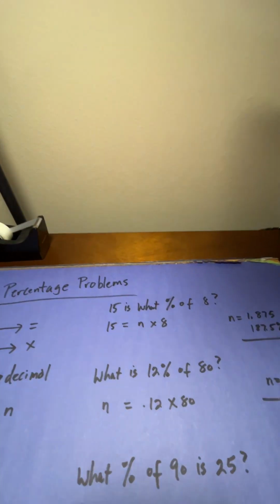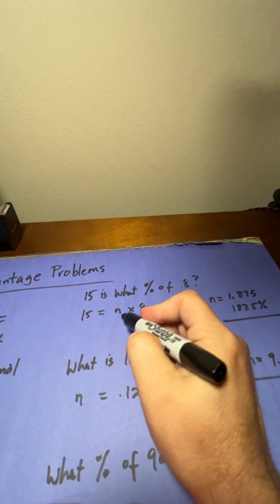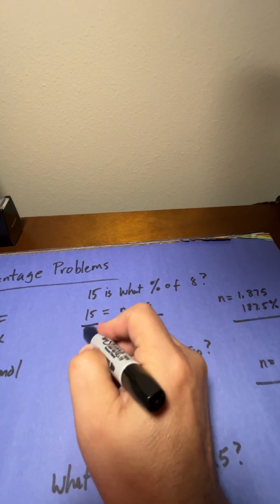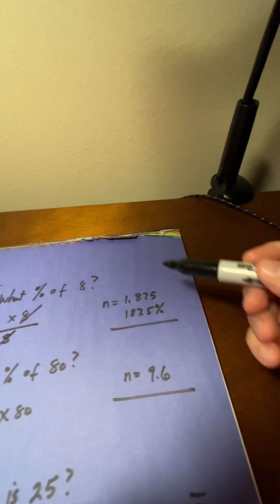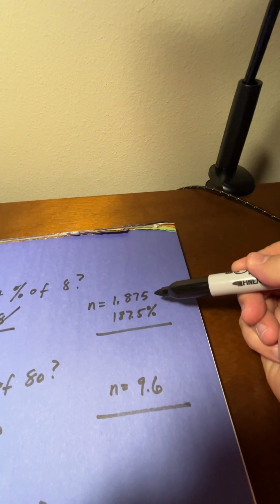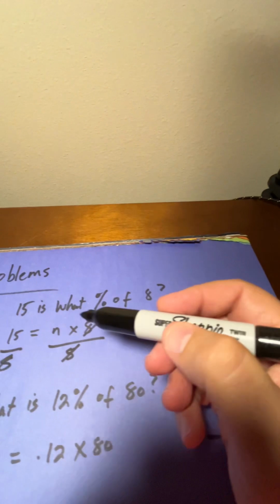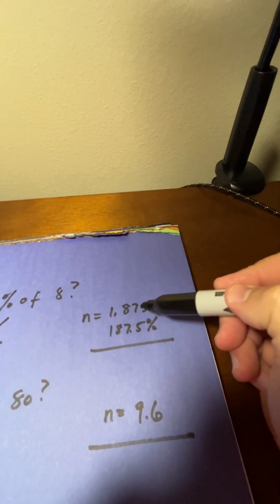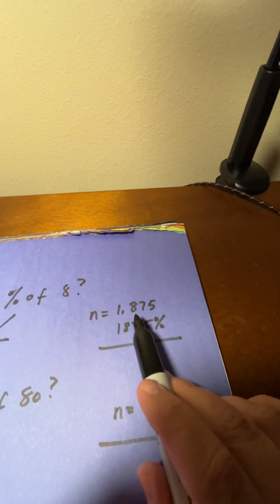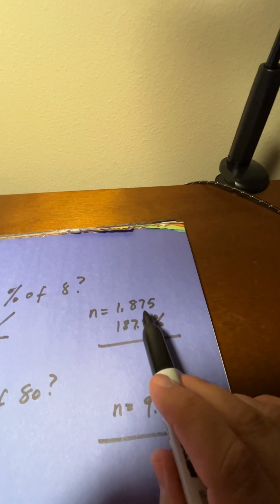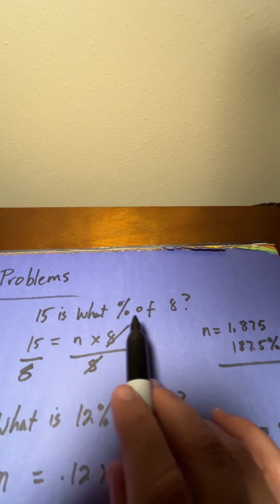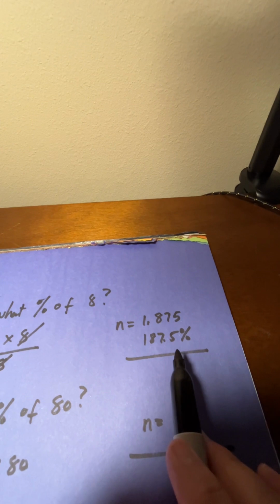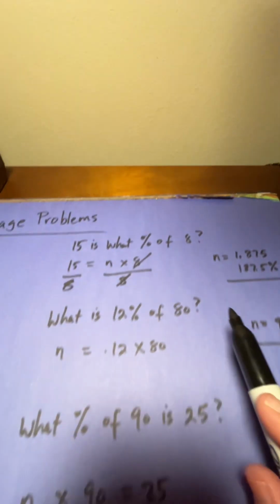So let me grab my marker here. So what you would do is divide both sides by 8. These 8s are going to cancel, and n equals 15 divided by 8, which is 1.875. And since the question is what percent, we're going to need to change this to a percent. You change a decimal to percent by moving the decimal 2 places to the right and adding a percent sign. So 15 is what percent of 8? Well, it's more than 8, so it's 187.5%.